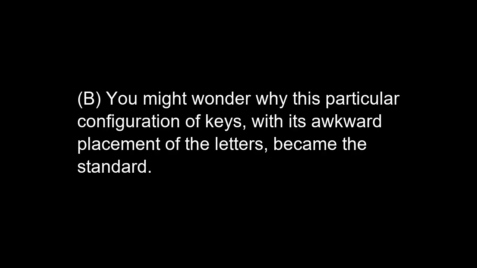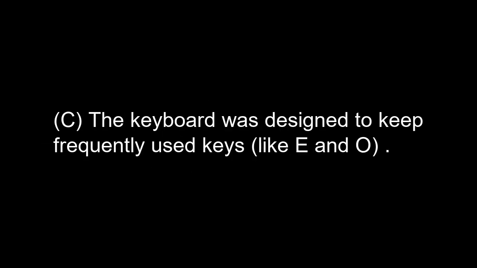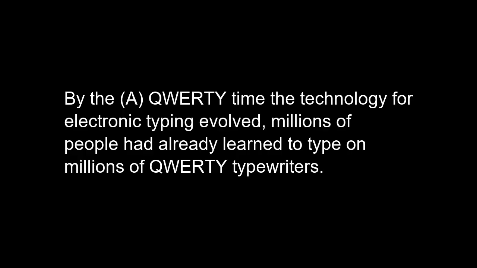You might wonder why this particular configuration of keys, with its awkward placement of the letters, became the standard. The QWERTY keyboard in the 19th century was developed in the era of manual typewriters with physical keys. The keyboard was designed to keep frequently used keys, like E and O, physically separated in order to prevent them from jamming. By the time the technology for electronic typing evolved, millions of people had already learned to type on millions of QWERTY typewriters.